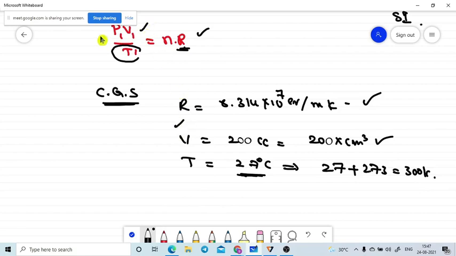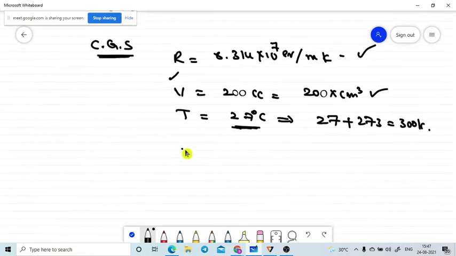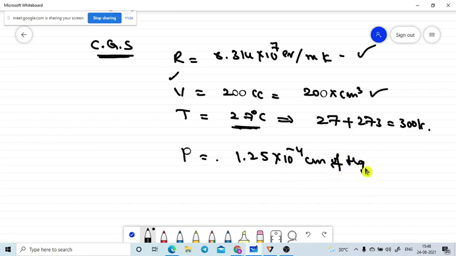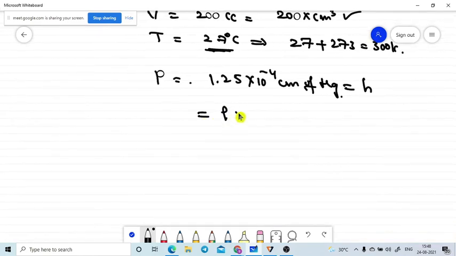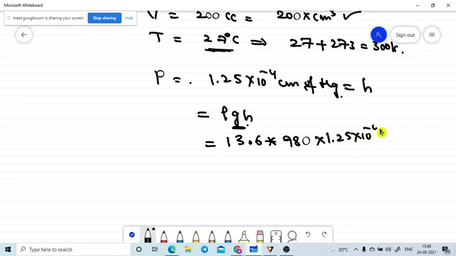Pressure we need to calculate. Pressure, what they given? Pressure is equal to 1.25 into 10 to the power of minus 4 centimeter of Hg they given. So this is nothing but height of the liquid column in the barometer. If you know the height of the liquid column, we need to use the rho g h formula. Rho, density of the mercury in the CGS system, means 13.6 we will get. Acceleration due to gravity in the CGS system means 980, into h, height of the liquid column, what they given means 1.25 into 10 to the power of minus 4. So this is the pressure.